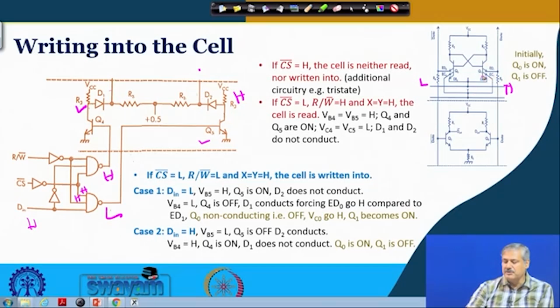That means Q1 will not conduct and Q0 will conduct, which was the previous case. As such, Q1 is not conducting because this transistor is off. So, it will continue to remain at its previous value, which was a logic 1, a binary value 1 that was stored in this particular cell. Okay. Is it clear? Right. So, this is how it takes place in the writing operation.